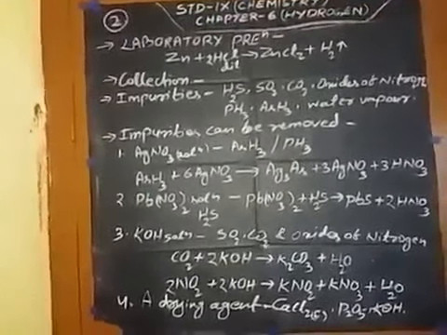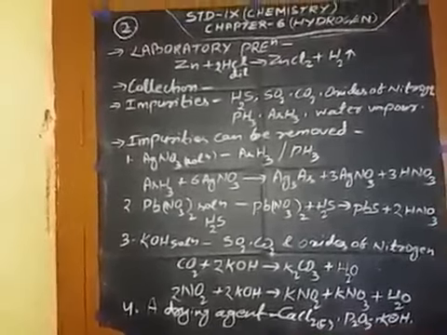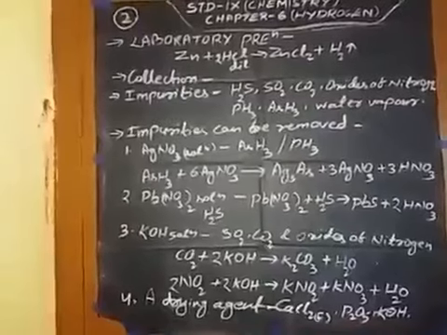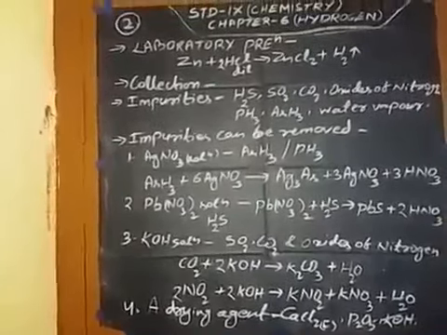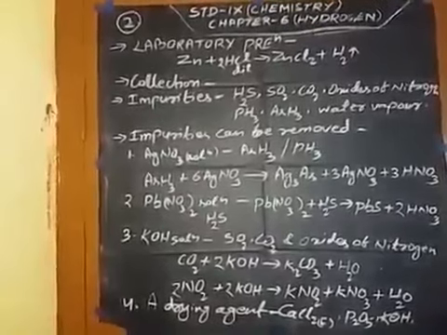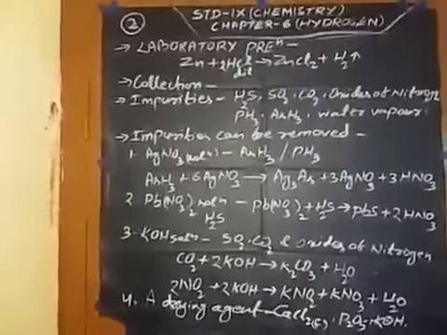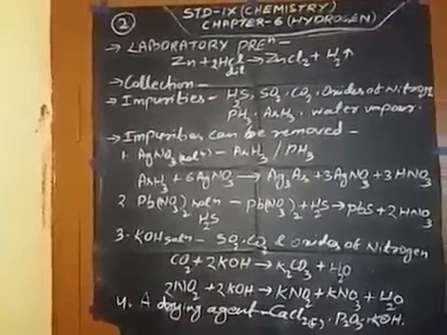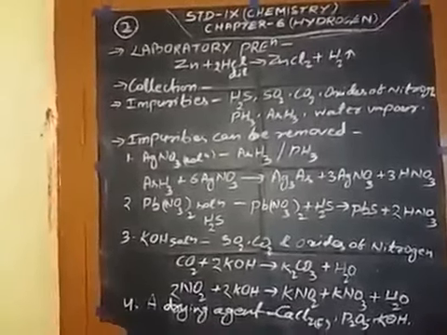In collection, you see, hydrogen is collected by the downward displacement of water because it is insoluble in water, that is 20 ml in 1000 milliliters. It forms an explosive mixture with air and therefore cannot be collected by downward displacement of air, and also it is lighter than air.